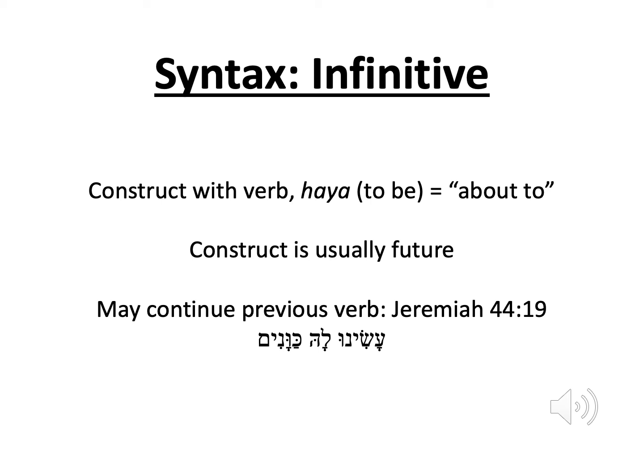Oftentimes when we have the construct partnered with haya, we should be translating this as about to. Instead of it was to keep, it should be I was about to keep. The form of haya here indicates that it is about to happen. Most often the construct is referring to the future, although in many instances it's actually continuing the previous verb, such as Jeremiah 44:19 that talks about offering offerings to the Queen of Heaven, and yet the infinitive construct is used to continue the idea of offering, rather than using a consecutive verb.